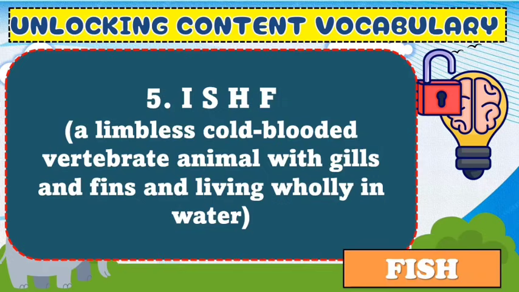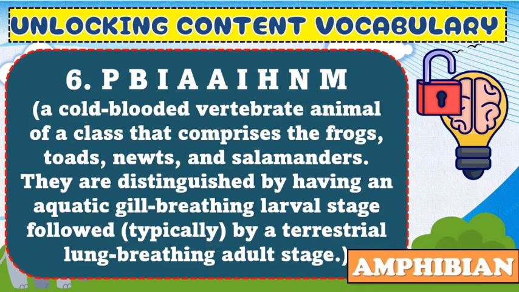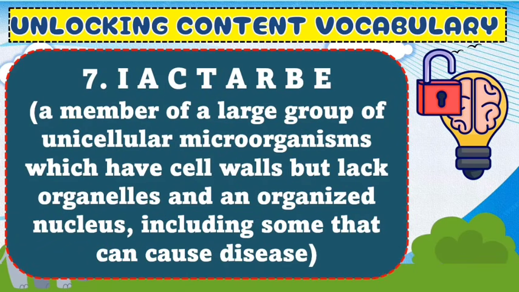For number 6, a cold-blooded vertebrate animal of a class that comprises the frogs, toads, newts, and salamanders. They are distinguished by having an aquatic gill-breathing larval stage followed typically by a terrestrial lung-breathing adult stage. Excellent, that is amphibian. For number 7, a member of a large group of unicellular microorganisms which have cell walls but lack organelles and an organized nucleus, including some that can cause disease.